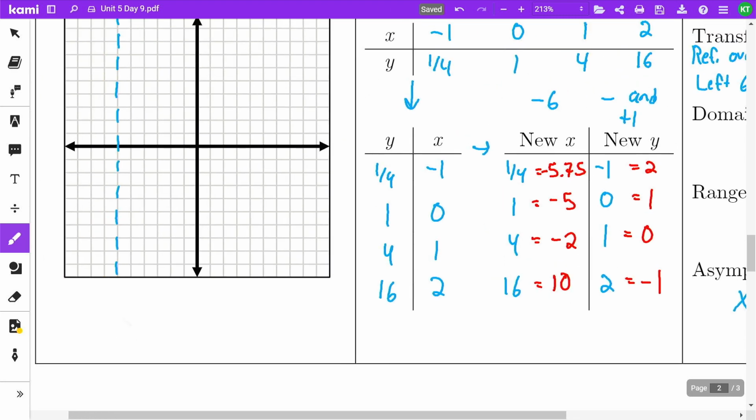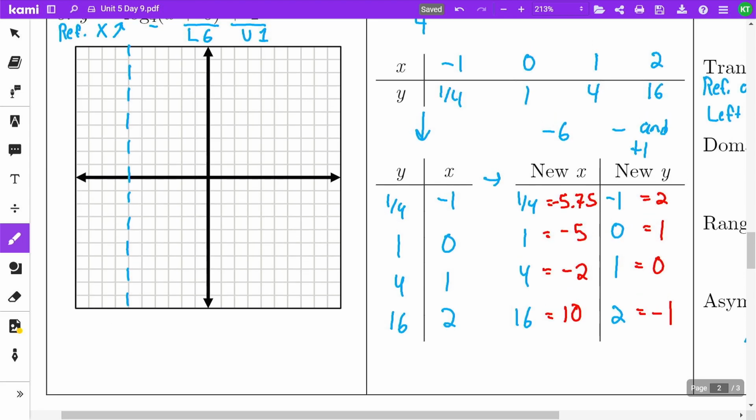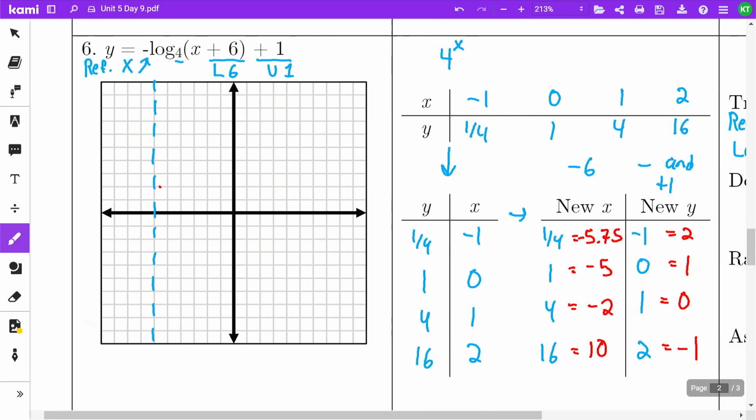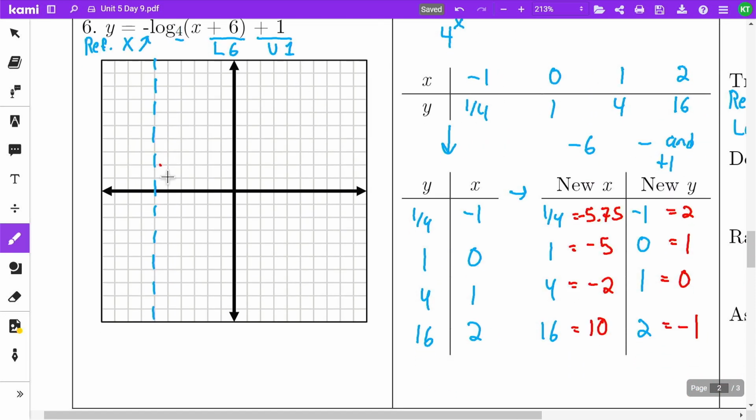Let's go ahead and plot them. Negative 5.75 comma 2 would be about here. Negative 5, 1 would be here. Negative 2, 0 is here. And 10, negative 1 is going to be here. So let's go ahead and connect our dots. I know it's going to be approaching from here, so we'll go down and over.